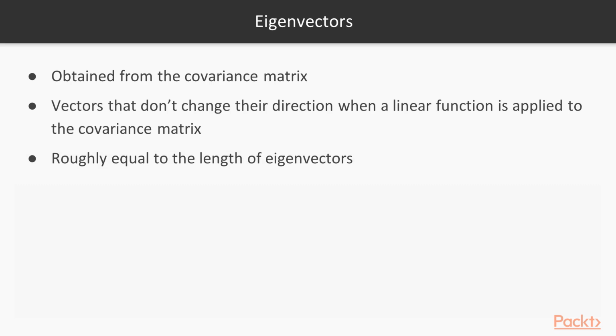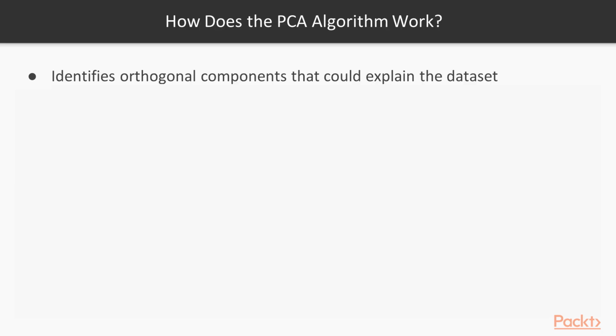Related to eigenvectors are eigenvalues, which are roughly equal to the length of eigenvectors. So every matrix, which is a bunch of values arranged in a two-dimensional array, has a set of eigenvectors specific to that matrix, and eigenvalues are the length of those eigenvectors. The PCA algorithm identifies orthogonal components, which are combinations of features at right angles to each other. So each component is an eigenvector, and orthogonalization is the key in PCA.